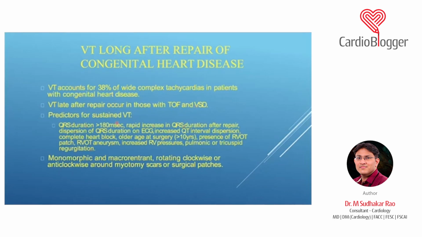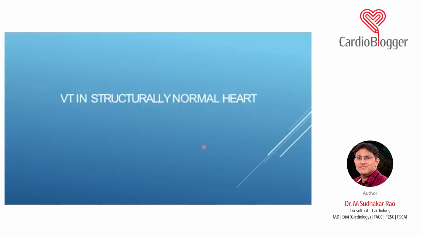And if you have a dispersion of QRS duration, increased QT interval, if they have a complete heart block, or if the surgery is done at a later age, that is after 10 years, if you have RV dysfunction, or if you have tricuspid regurgitation which is progressive, and if you have RVOT aneurysm. So these are the risk factors for sudden cardiac death and VT. Not all of them you will put ICD, but if they have risk factors, and if two or more risk factors are there, then you should definitely consider ICD in this group of patients.